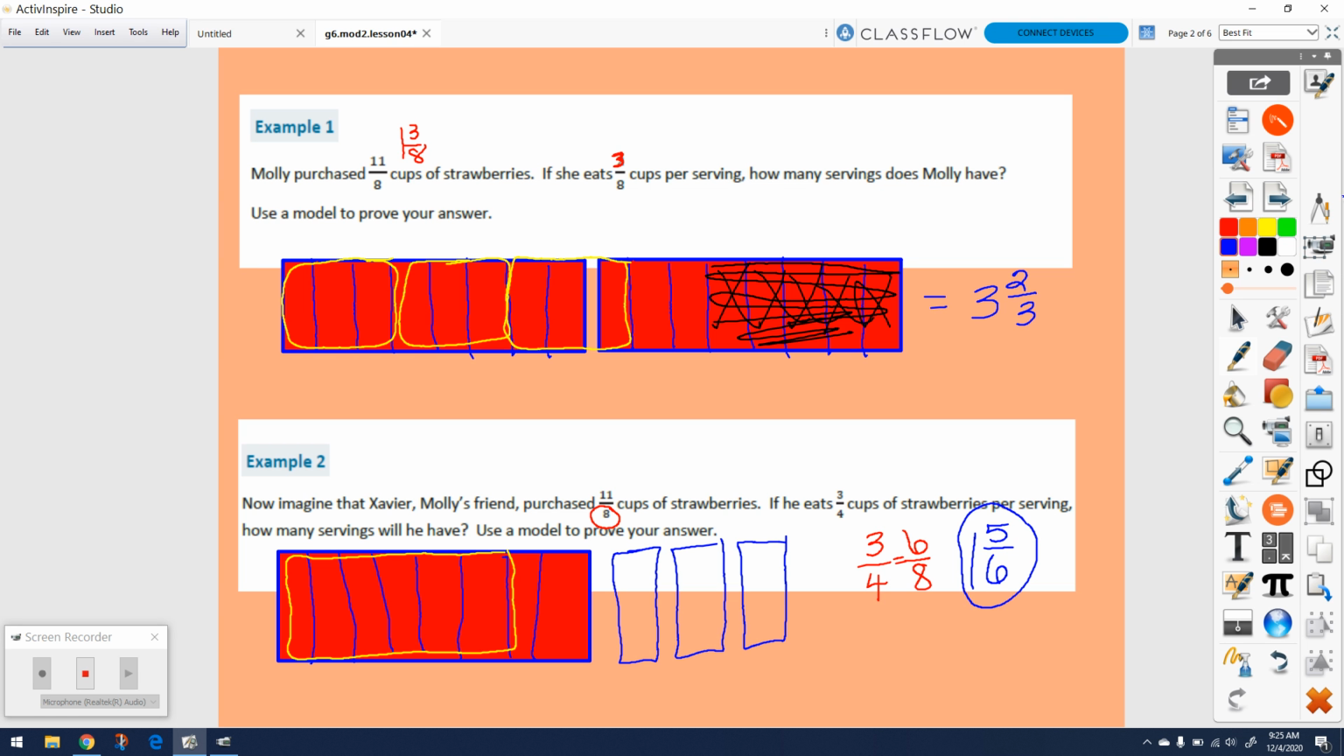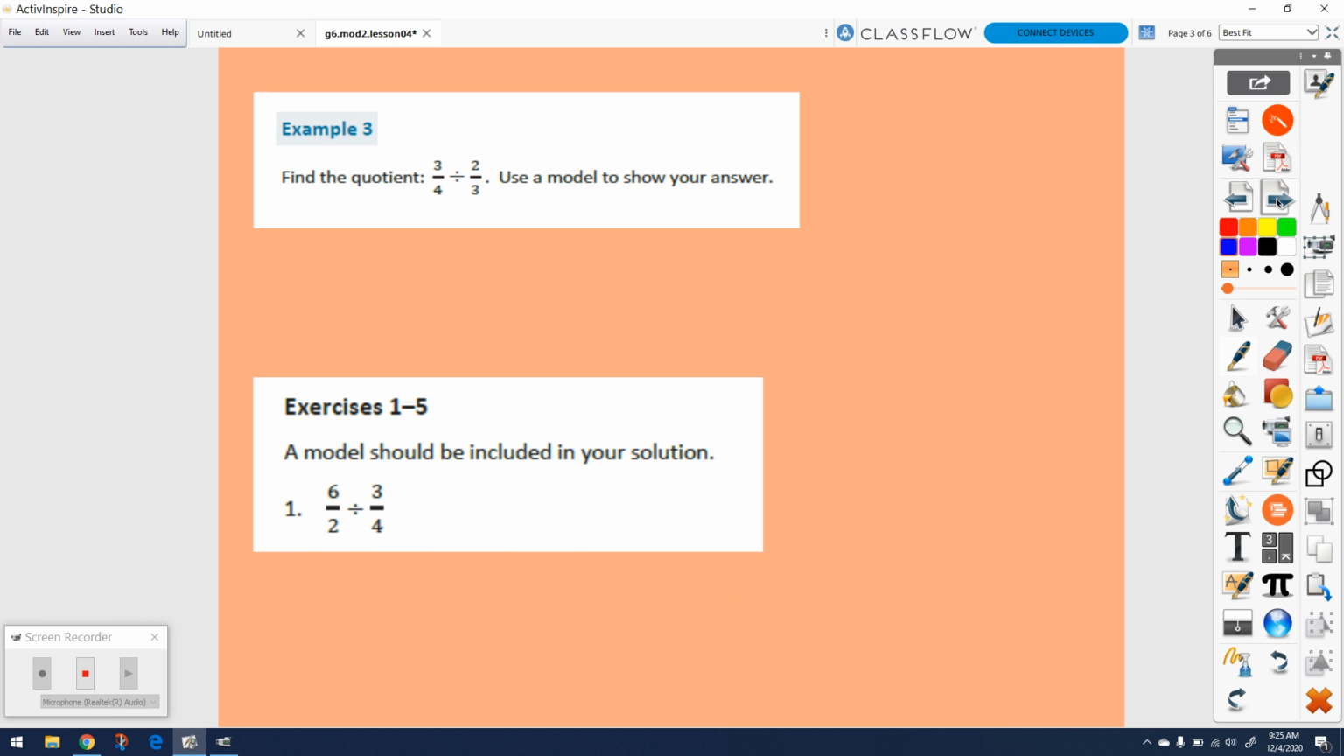Let's go to the next one. All right, here we have 3/4, and we're dividing it by 2/3. 3/4 divided by 2/3. Now, I see right away that these denominators are not the same. I want to change those and get those the same right away. That'll save me so much time later on.